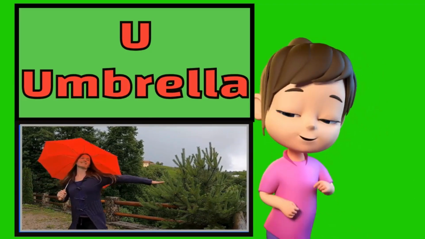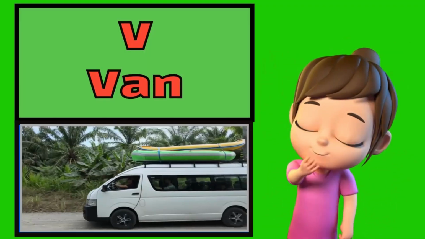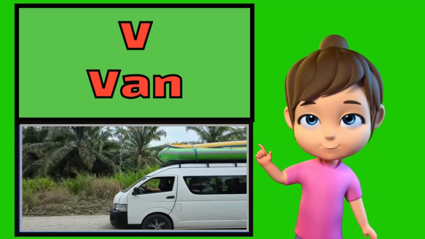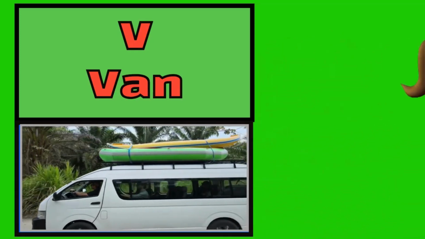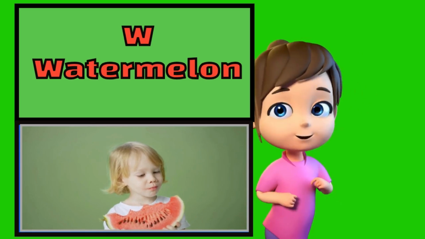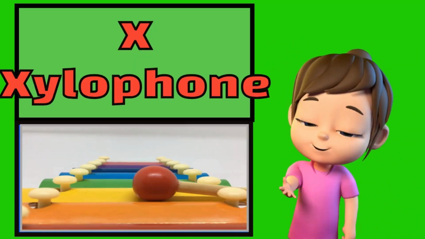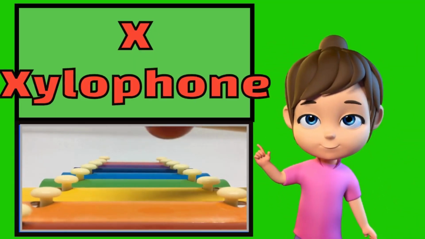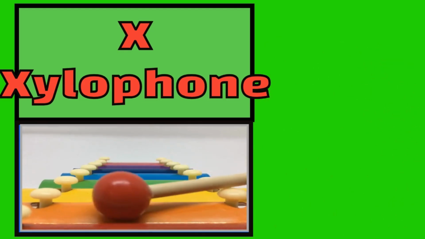U for umbrella, this is an umbrella. V for van, this is a van. W for watermelon, this is a watermelon. X for xylophone, this is a xylophone.